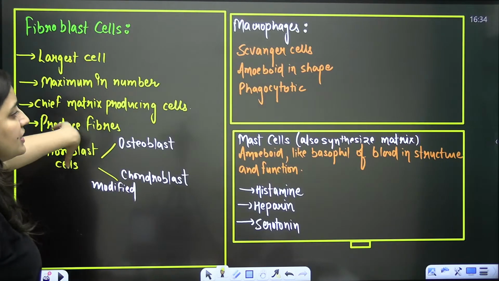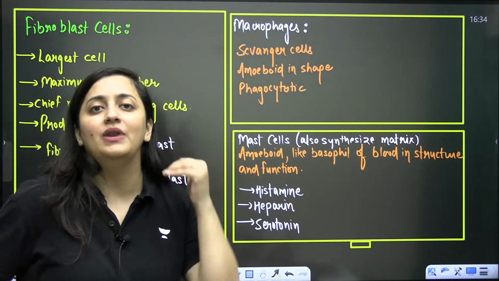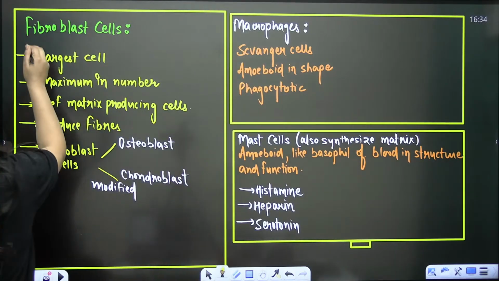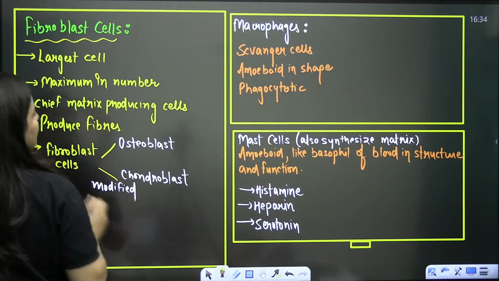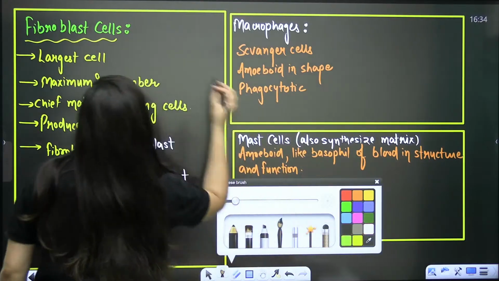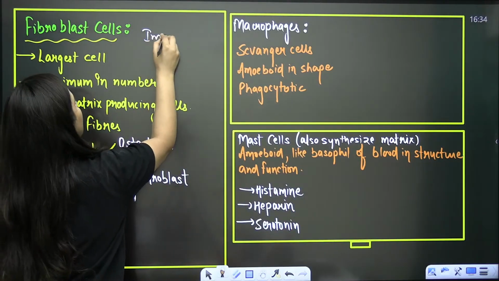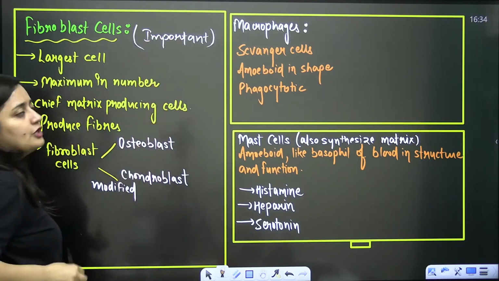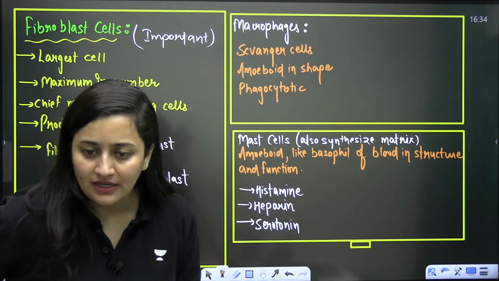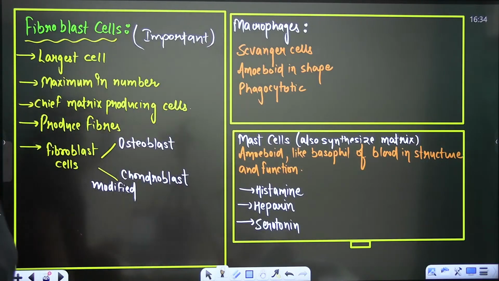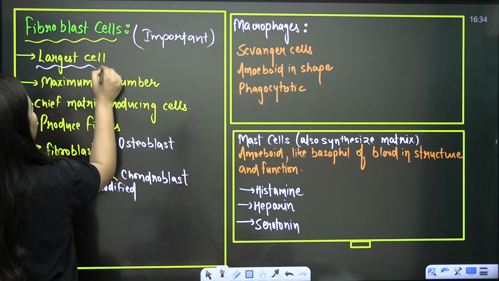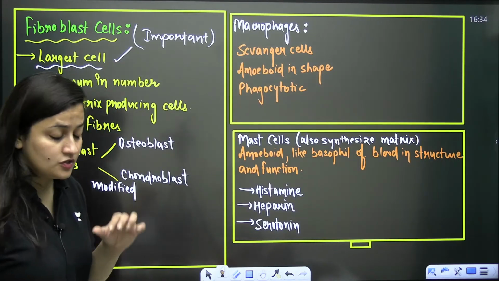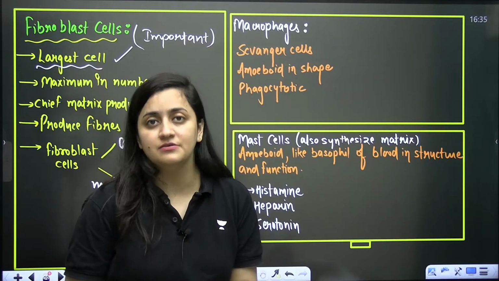Now, this is what we need to revise first, and that is your fibroblast cells. And yes, question can come from this part. This is important. These are the cells which are present in your connective tissue proper. Fibroblast is the largest cell of the connective tissue, and their number is maximum even.